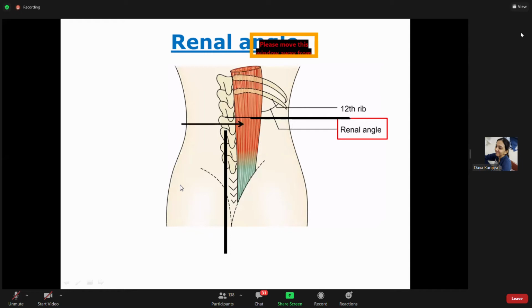So what are the boundaries of renal angle? See, medially it is bounded by the lateral border of the erector spinae muscle, and laterally it is bounded by the lower border of the 12th rib. Now what is the significance of renal angle? What is the anatomical significance as well as clinical significance?